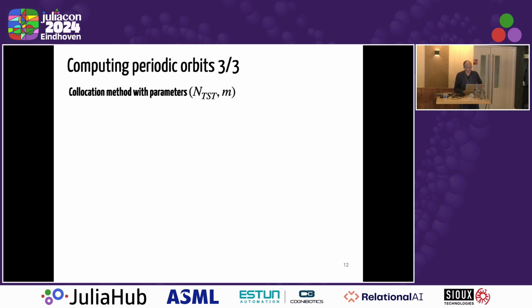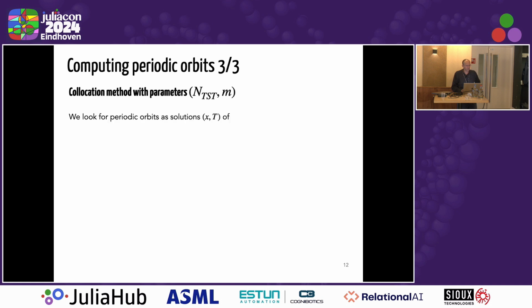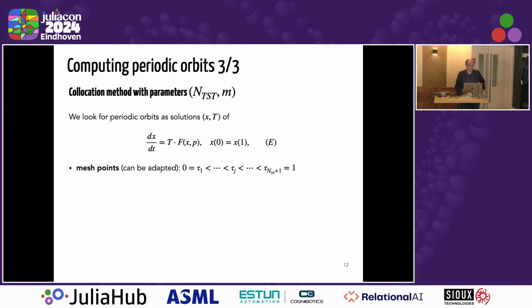It's the collocation method with parameters Nst, which is the number of time steps, and a collocation number m. So very quickly, we look for a periodic solution x(t) as before, solution of this ODE in rescaled time. And so we start by basically meshing the time. So these are the mesh points. They are tau_1 to tau_{Nst+1}. Roughly, they are Nst mesh points. And they can be adapted. They can be changed, okay, depending on the solution.